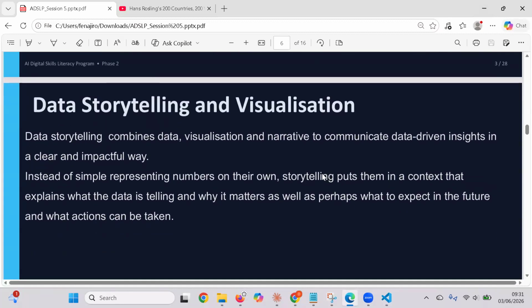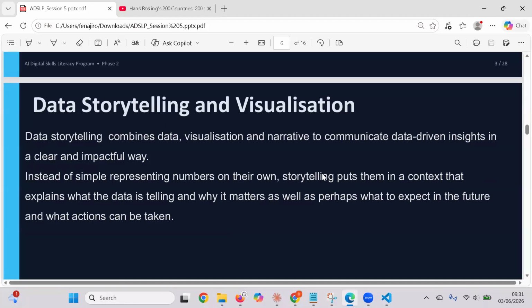This brings us to a more focused point, which we are going deeper into: data storytelling and visualization. Data storytelling combines data, visualization, and narrative to communicate data-driven insights in a clear and impactful way.